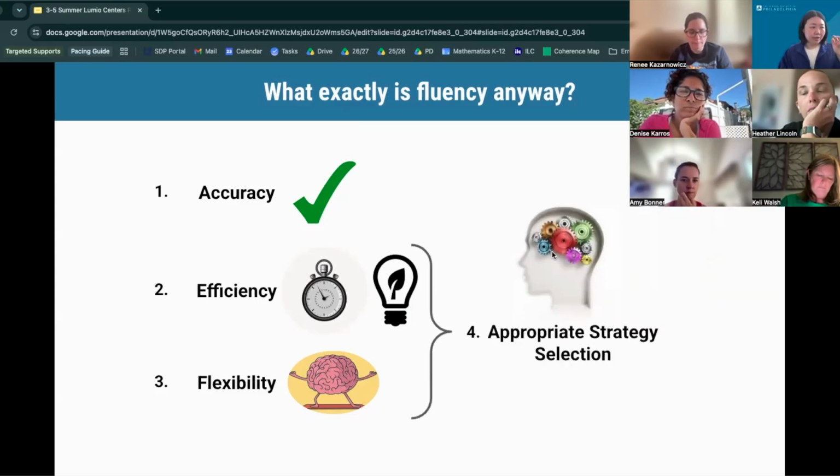One part that I want to bring up is this fourth part of appropriate strategy selection. So for example, I'll go a little bit deeper in a bit, but if I'm doing 2 times 4, 2 groups of 4, skip counting might be an efficient strategy, right? Because I can do 4, 8. I only have to skip count 2 times because we have 2 groups.